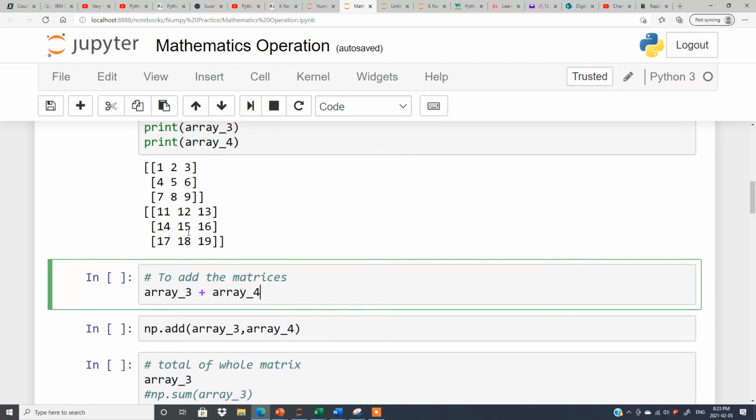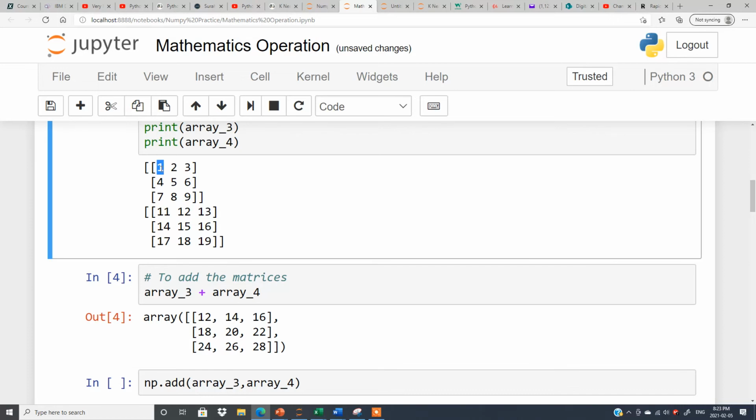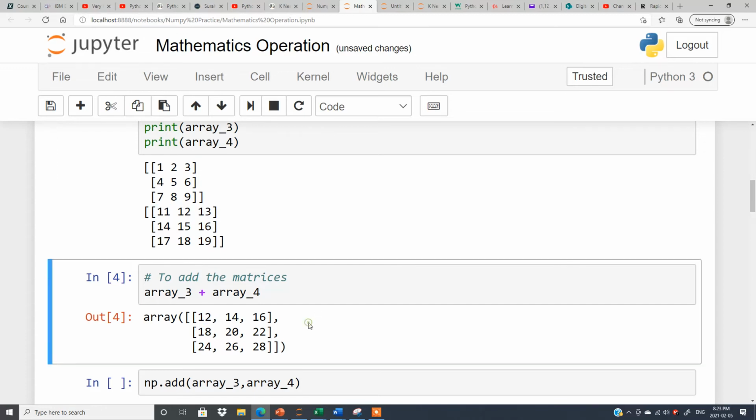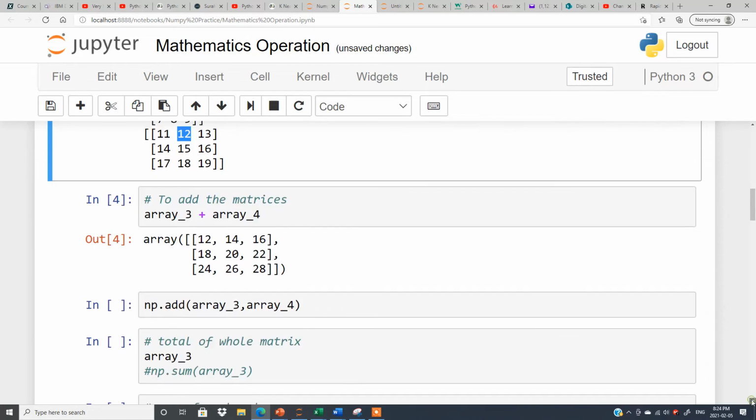Okay, now suppose you want to add two matrices, matrix 3 and 4, this is 3 and this is 4. The very simple way is to write the name of the variable, array 3 plus array 4, and I'm going to execute it. So the output is 12, 14, 16. Now how does the system add? With matrices, corresponding entries are added together. This is the first entry of the first matrix. It will add to the first entry of the second matrix. So 11 plus 1, that is why it is 12. For 14, see, this is the second entry of the first matrix, this is the second entry of the second matrix, 12 plus 2, 14, and so on. How simple is it, right?